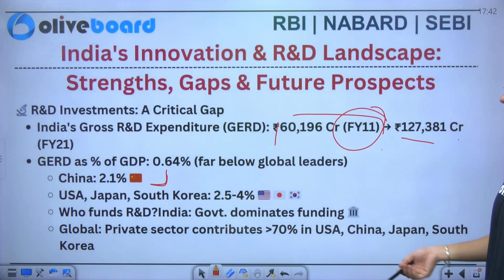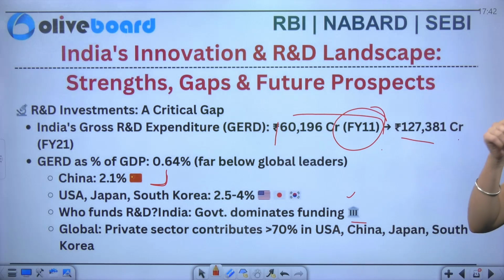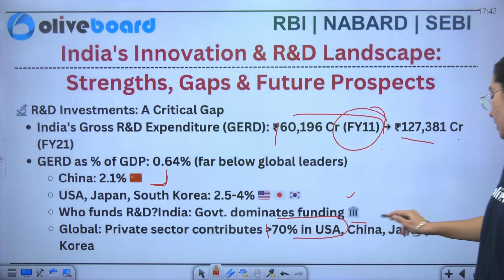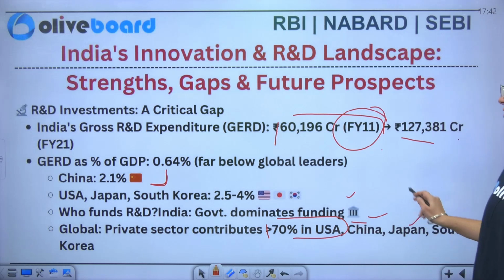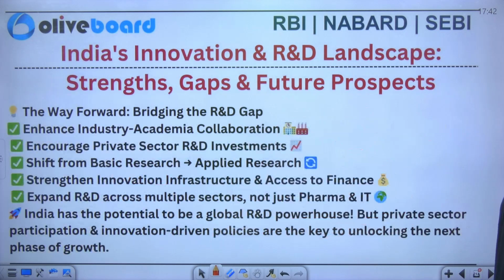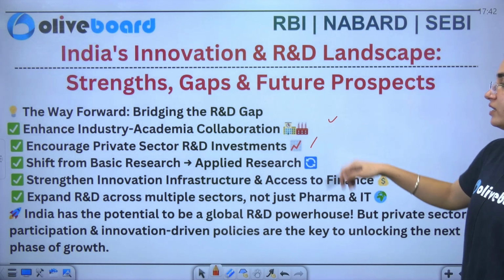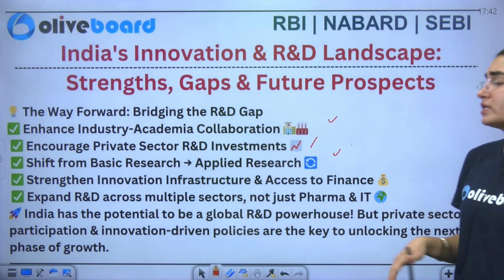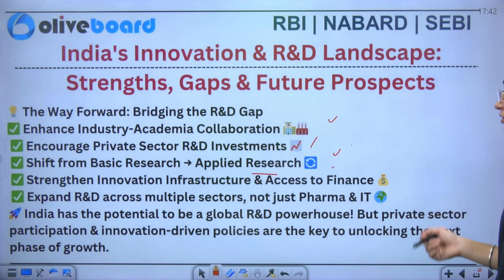Now who funds R&D? So what is it in India? This funding is dominated by the government of India, and if I talk about the global perspective, the private sector contributes more than 70% in the USA, China, Japan, South Korea. That is the reason there is more surge in research and development compared to the rest of the nations. Now what can be the way forward here? So enhance industry, encourage your private sector, shift from basic research to applied research, strengthen your innovation structure, expand your R&D also.